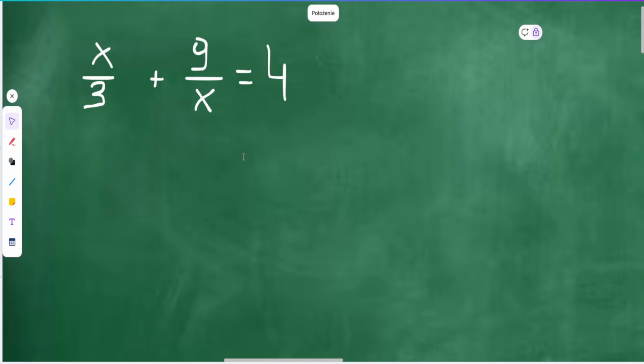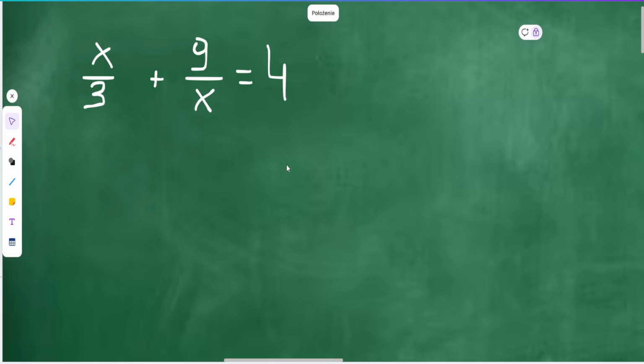In today's material, I will solve with you such an equation: x under 3 plus 9 under x equals 4. This is a type of equation that combines two things: a common fraction and an expression with an unknown in the denominator. You can compare them, try to transform them in different ways.